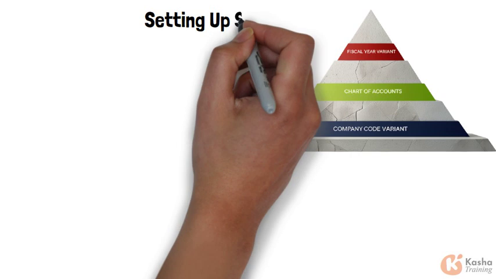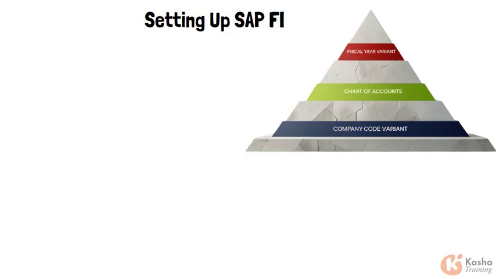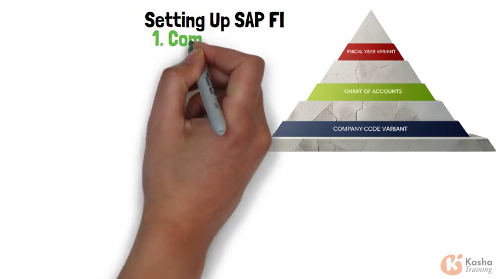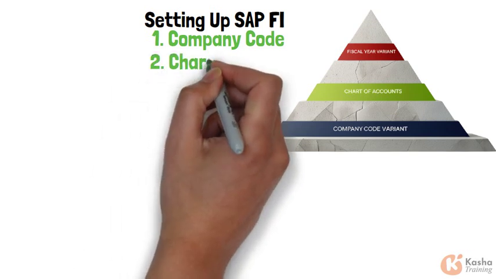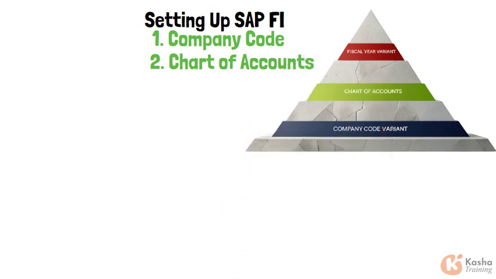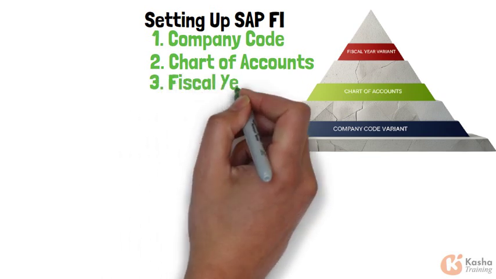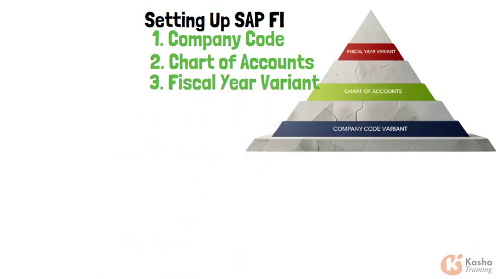Setting up SAP FI. To effectively use SAP FI, organizations must establish a robust enterprise structure. 1. Company Code. This defines the legal entity for which financial statements are created. 2. Chart of Accounts. A list of all accounts used by a company code to record financial transactions. 3. Fiscal Year Variant. Defines the fiscal year structure for reporting purposes.